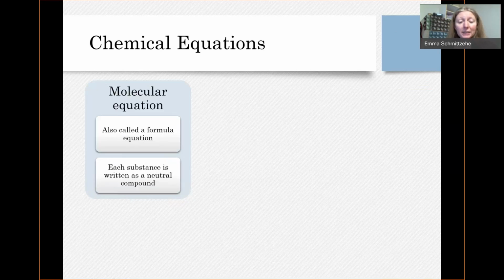But the basic idea is that this is the chemical equation with all the substances written as neutral compounds, okay? And so everything is neutral. So everything's put together how it would be if we're going to get bottles of stuff, okay? It would tell us exactly what substances we put together.